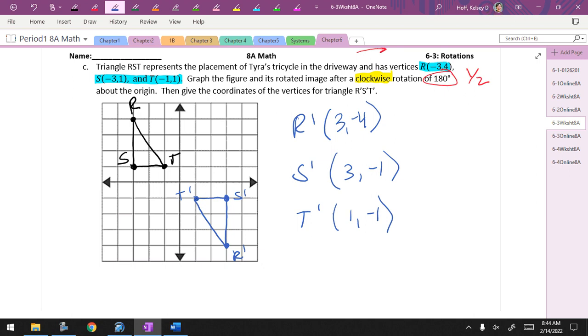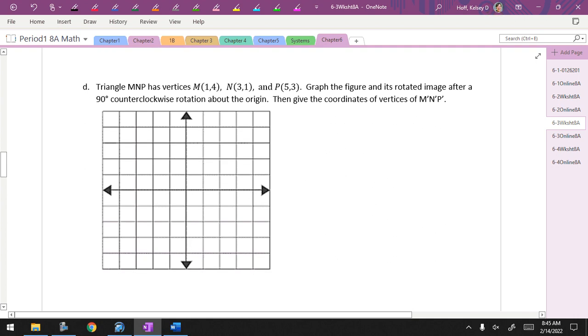All right, let's go down and try D. Let's go down. We're going to do it in steps again. M and P. Plot these points to start with. I want everybody to make sure they're starting in the right spot. M and P.